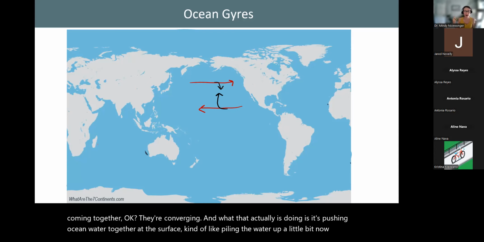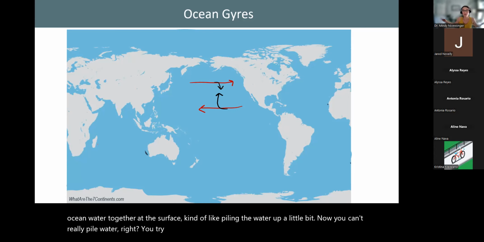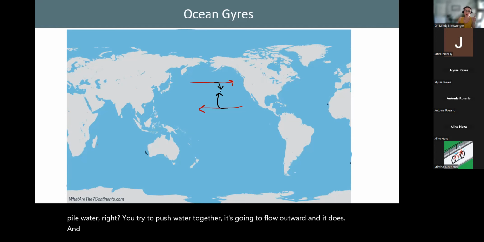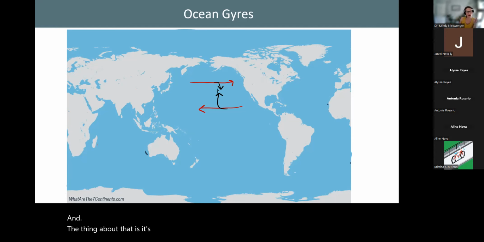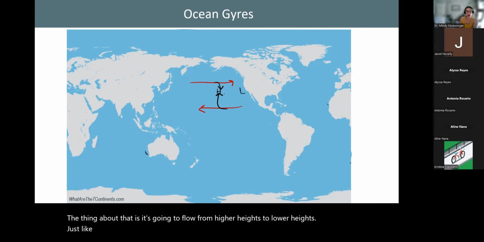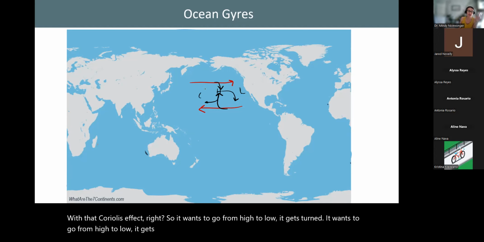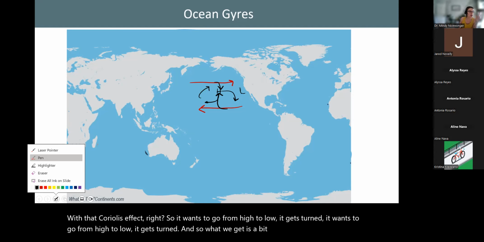Now, you can't really pile water, right? You try to push water together, it's going to flow outward. And it does. And the thing about that is it's going to flow from higher heights to lower heights, just like air. And it's going to flow with that Coriolis effect, right? So it wants to go from high to low, it gets turned. And so what we get is a big circulation.